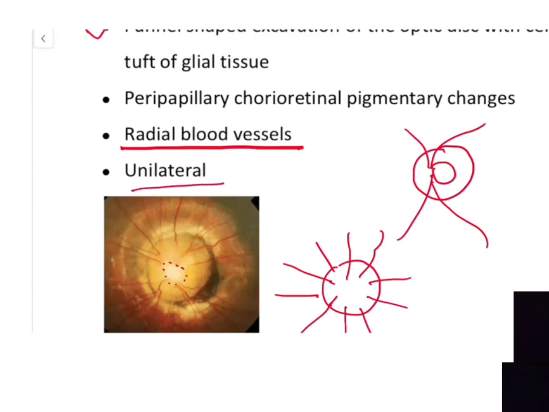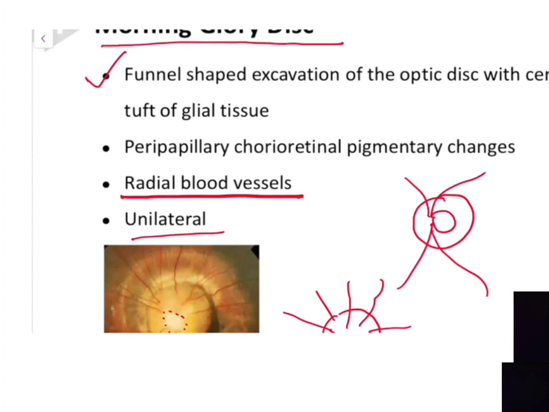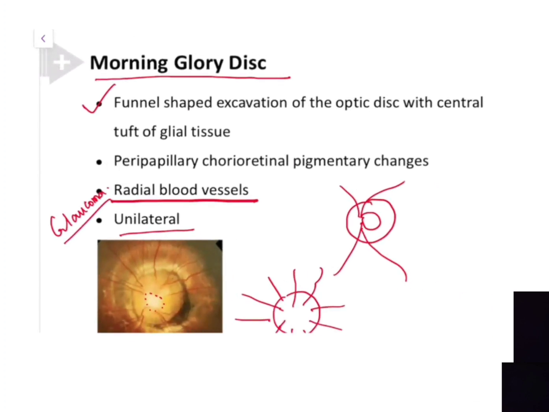It is unilateral. It is a developmental anomaly of the posterior segment, mainly the optic nerve, and it is often associated with glaucoma also. So it is unilateral. It may be associated with glaucoma. There is a funnel shaped excavation of the optic disc and there is a central tuft of glial tissue. These are the important points you have to remember about the morning glory disc. So these two things in the posterior segment. In the anterior segment, we learned about many anterior segment dysgenesis disorders. In the posterior segment, mainly the chorioretinal coloboma and the morning glory disc.